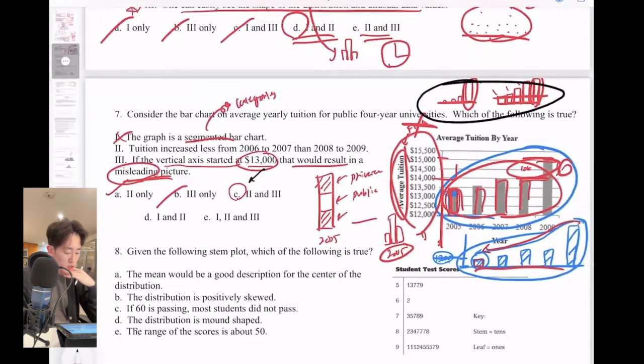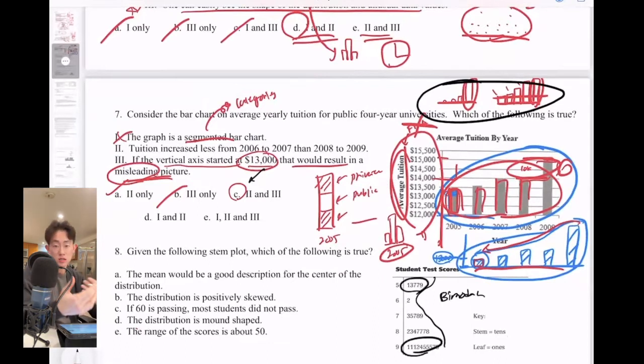Given a stem plot, which of the following is true? Okay, so it seems like this one is an obvious example of what we call a bimodal shape. I would totally agree with you if you said that. A lot of the data are kind of clustered on the side. The mean would be a good description for the center of the distribution.